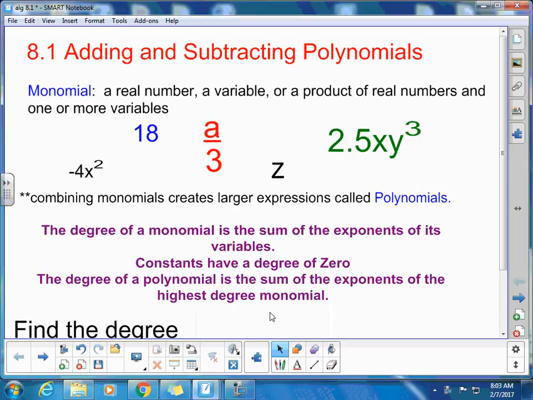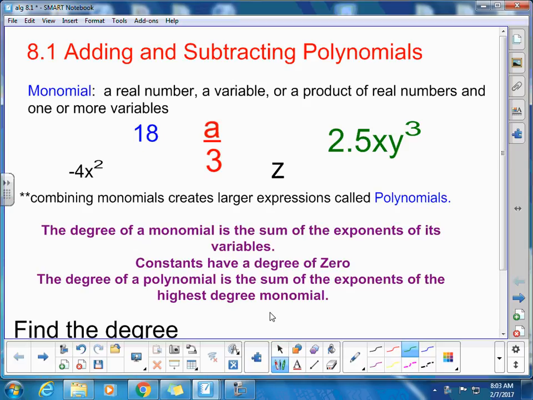8.1 is all about adding and subtracting polynomials and learning how to name them. So let's talk about a couple of different things. We have monomials, which an example would be a real number, a variable, or a product of a real number and one or more variables.